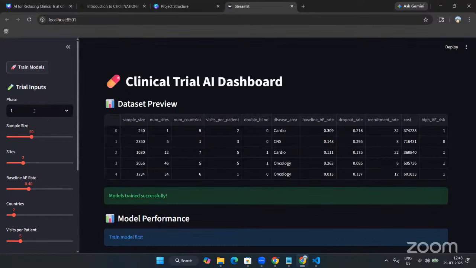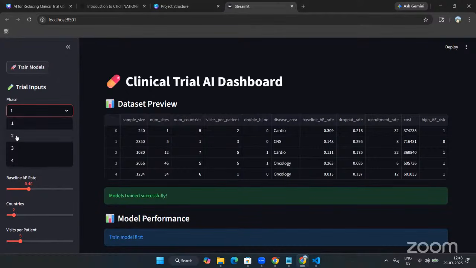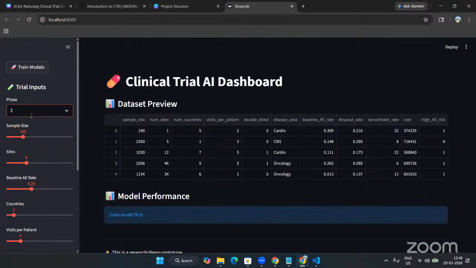Now you can choose which phase you are working on. Is it phase one, phase two, or phase three? Let's say it is phase two. Now for every phase you will see limits. For phase one, the sample size limit is 20 to 100. Number of sites is 1 to 5.